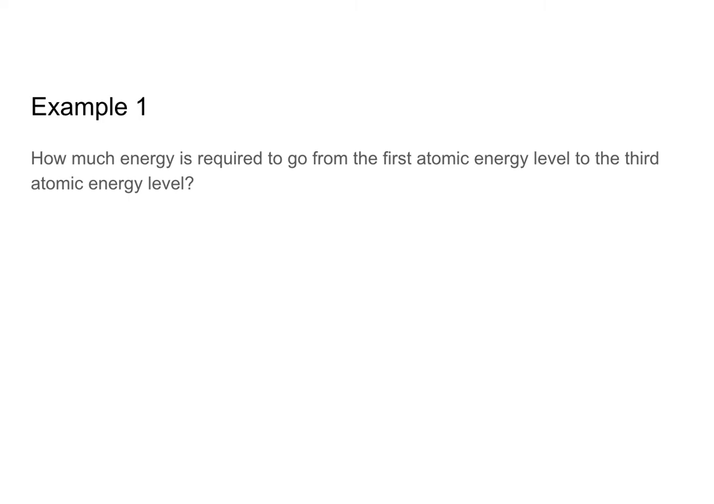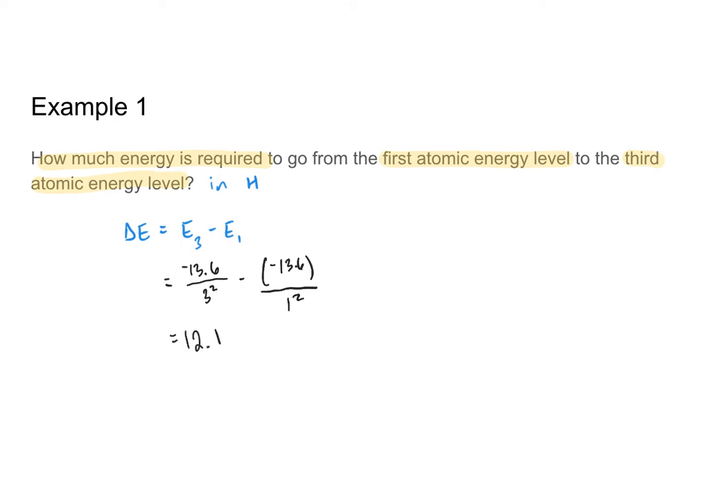So with all of that, let's go ahead and start with one example problem. How much energy is required to go from the first atomic energy level to the third atomic energy level? And for this problem, we're going to assume a hydrogen atom. So what we want is delta E, which is going to equal the energy at our third state minus the energy at our first orbital, our first energy level. So that's going to be negative 13.6 over 3 squared minus negative 13.6 over 1 squared, giving me that the change in energy is approximately 12.1 electron volts.